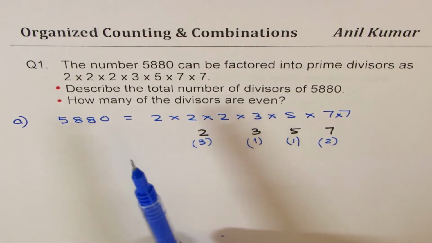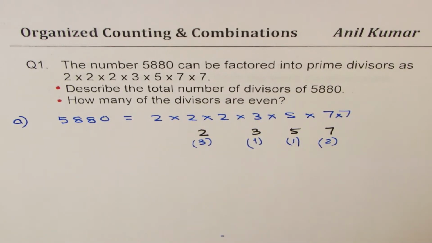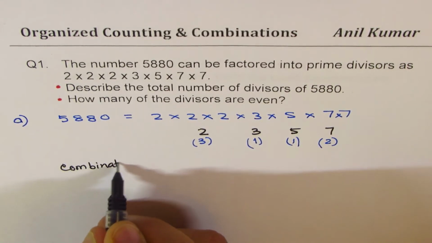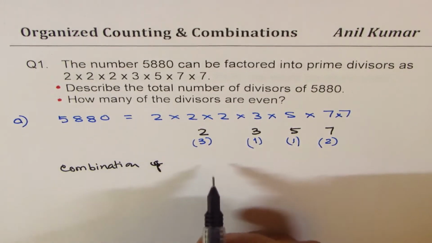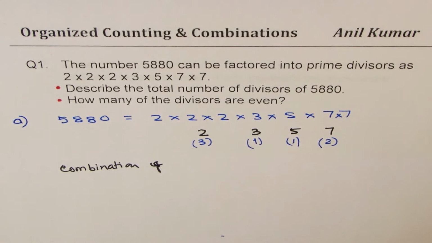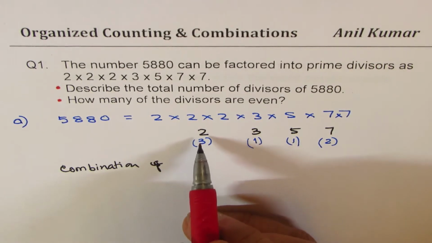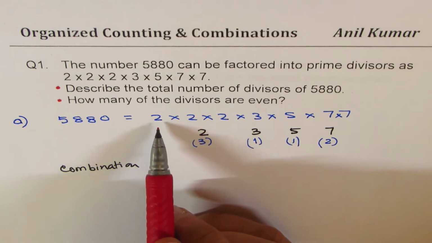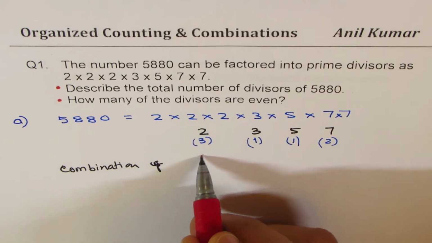Now when we are trying to find the total number of divisors, that means we are looking for combinations of these, right? So combination means that if you are given 2s, how many choices do we have to select 2s? We may not even select it. We can select one of them, we could select 2, or we could select all 3. So there are 4 combinations.